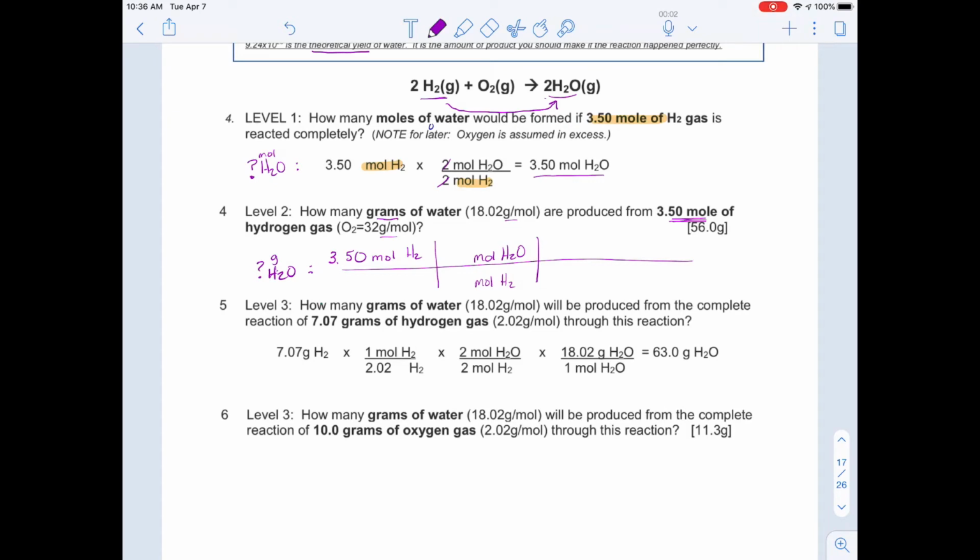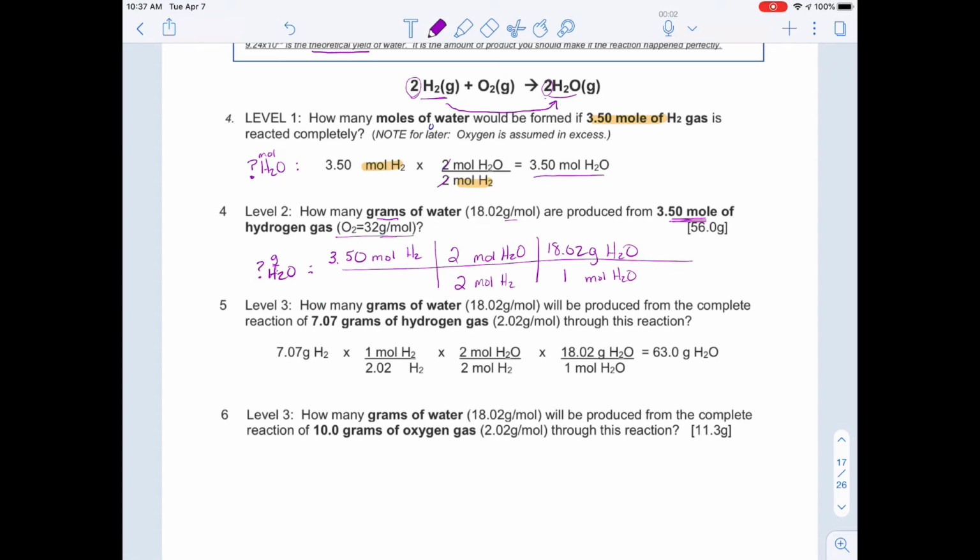but it's asking for grams, right? Grams. So now I'm going from moles of water to grams of water. Now I look up the equation and make sure I got my numbers right. There's a 2 in front of the H2, and then there's a 2 in front of the H2O. Again, those would cancel. In my 1 mole, I've got 18.02.